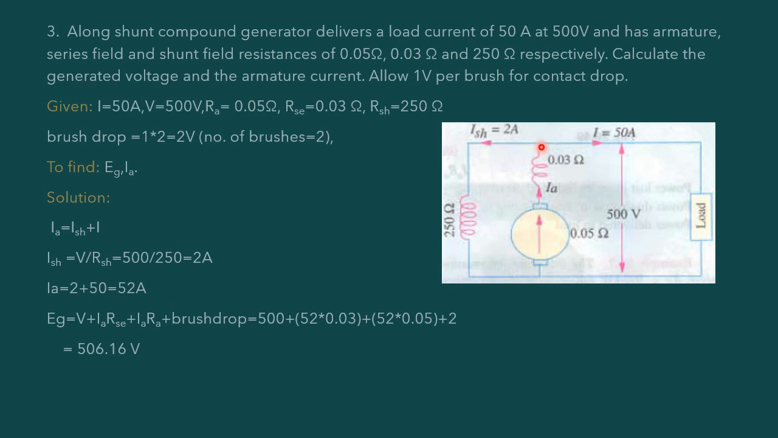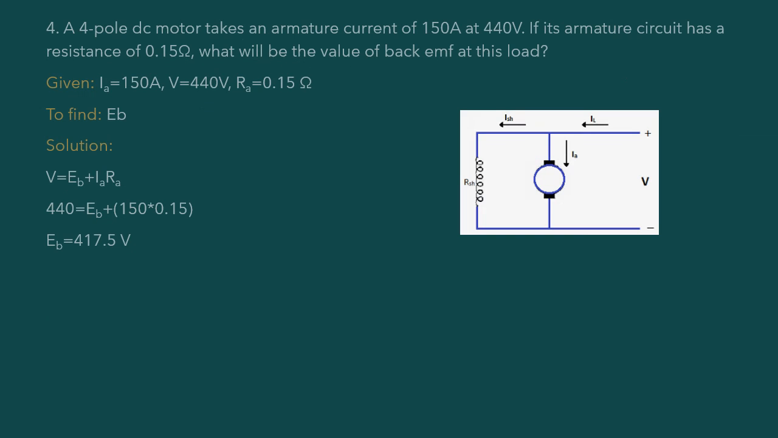So in order to find IA, apply Kirchhoff's current law at this point. IA is equal to ISH plus I. So here we know the value of I. In order to find ISH, the voltage across the shunt field winding is equal to the voltage across load. ISH is equal to V by RSH. Substitute V and RSH. V is 500, RSH is 250. So we are getting ISH as 2 amps. So substitute this ISH here and find IA. After finding IA, substitute this IA in the EG equation and find the induced EMF or generated voltage in the long shunt compound generator. Now let us see the last problem.